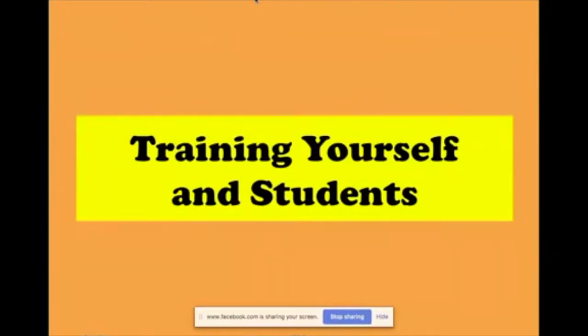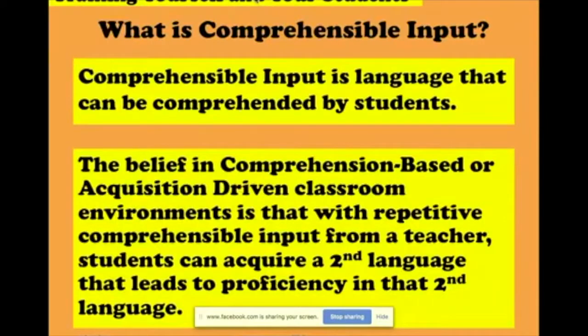So, training yourself and your students. First of all, I want to start off by talking about what comprehensible input is. It's language that can be comprehended by students. And when we talk about it in the context of our classrooms, the belief in comprehension-based or acquisition-driven classroom environments is that with repetitive, comprehensible input from a teacher, students can acquire a second language, which leads to proficiency in that second language.